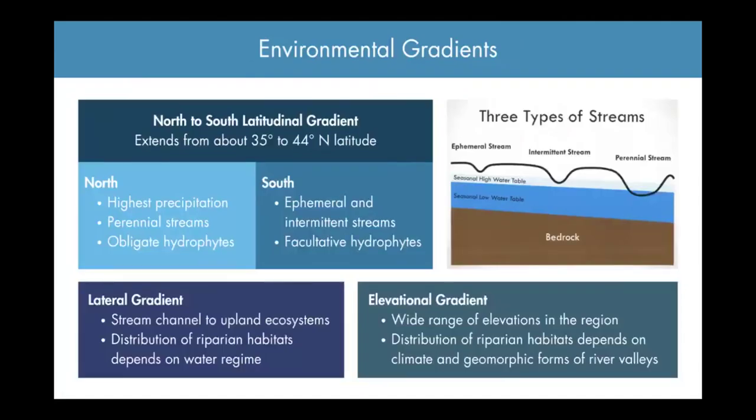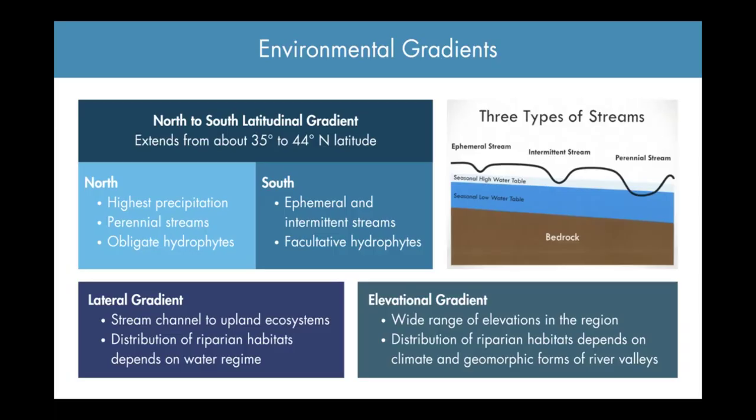There are three environmental gradients in the Great Basin. The north to south latitudinal gradient extends from about 35 degrees to 44 degrees north latitude. Climate is responsible for the unique features of riparian habitats in this gradient. To the north, there is the highest precipitation, perennial streams are more frequent, and obligate hydrophytes, which are plant species found only in wetlands, dominate. To the south, there are ephemeral and intermittent streams, and facultative hydrophytes.